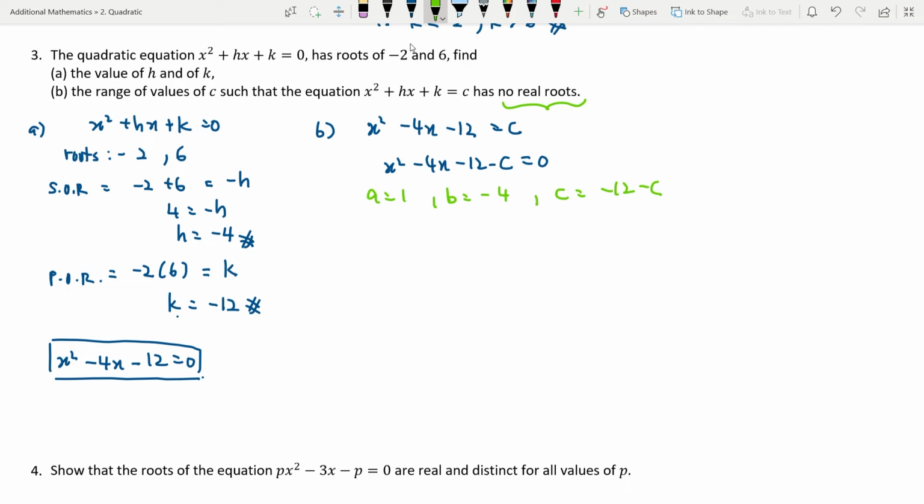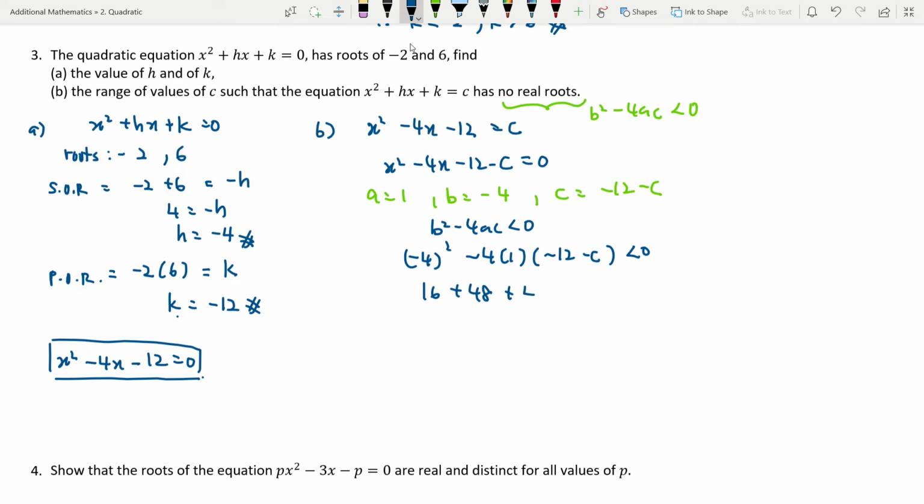No real roots implies that b squared minus 4ac is less than 0. Substitute in all the values: negative 4 squared minus 4 times 1 times negative 12 minus c is less than 0. Expand the inequality: 16 plus 48 plus 4c is less than 0. 64 plus 4c is less than 0.